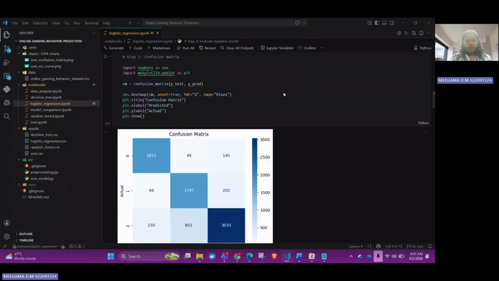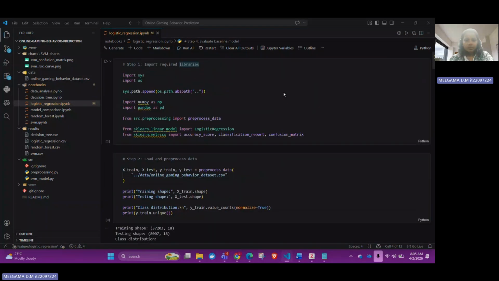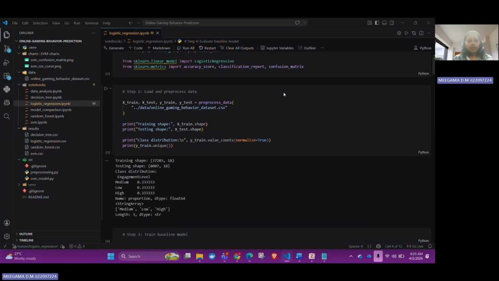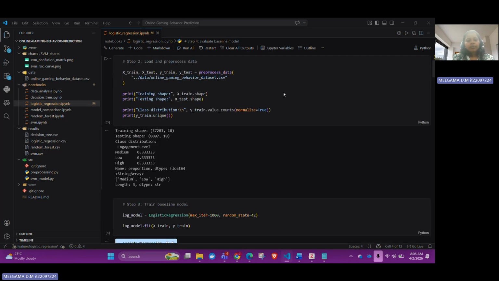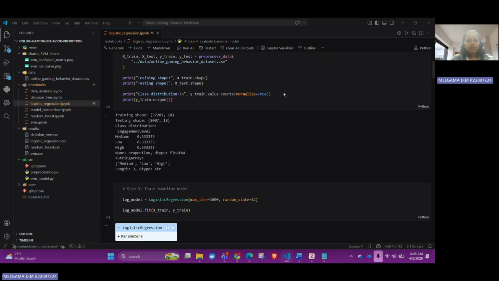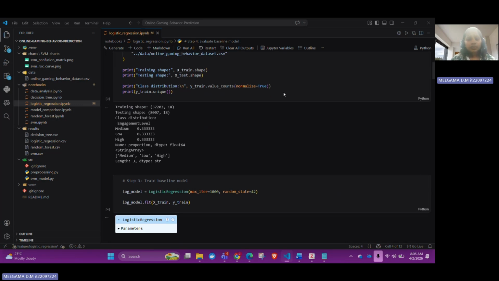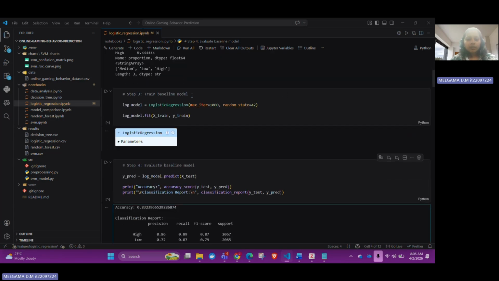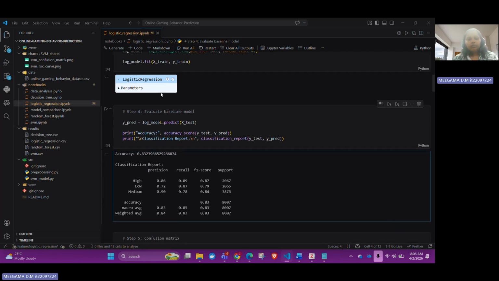In this model, first we started the model training by importing the required libraries. Next we loaded and preprocessed the data. Next we split the data into training and testing data sets according to the 80-20 rule. Here you can identify the engagement levels across the three levels: medium, low, and high. Next we trained the baseline model. Then we evaluated the baseline model.